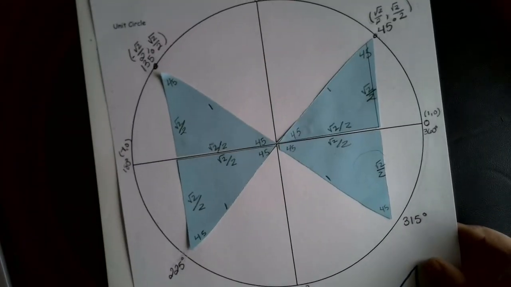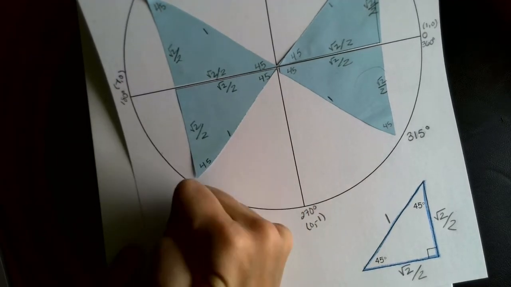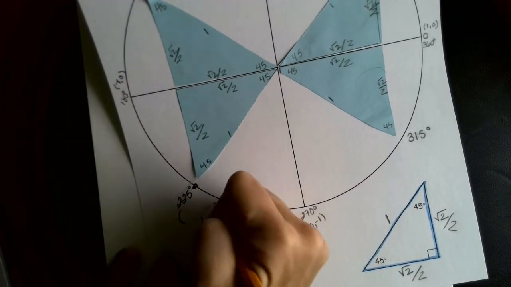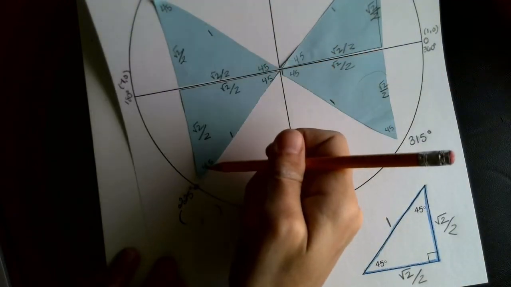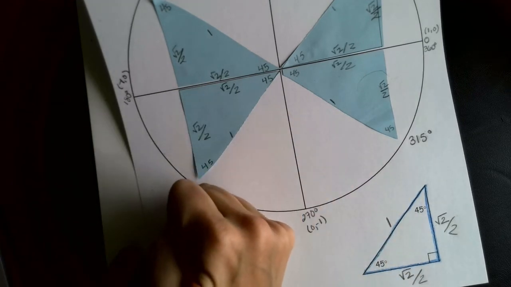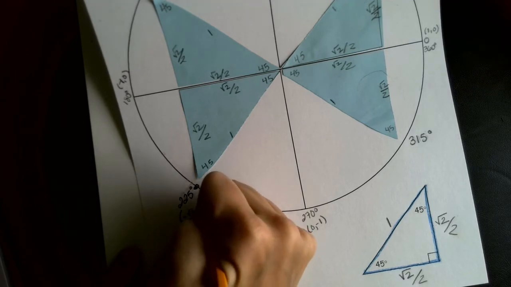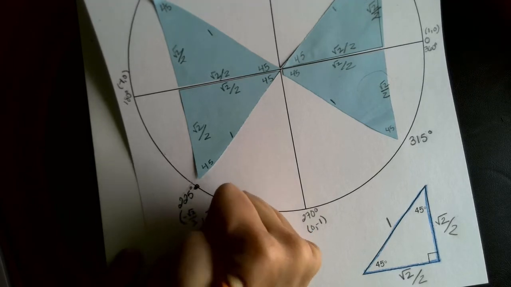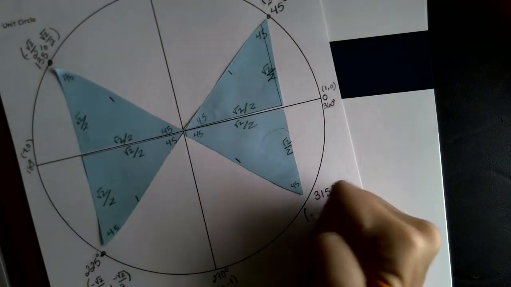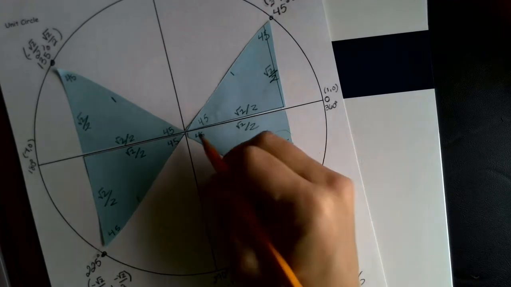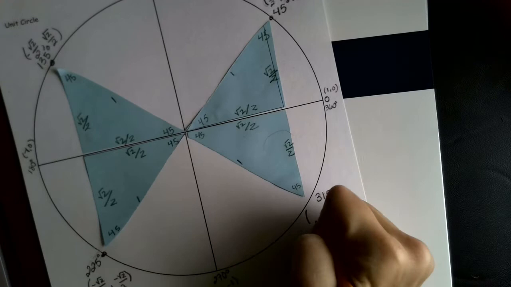Do you see a pattern coming? Down here, our x value is negative and our y value is negative. Still, square root of 2 over 2. And our last one here, our x value is to the right, so it's positive, but our y value goes down, so it's negative.